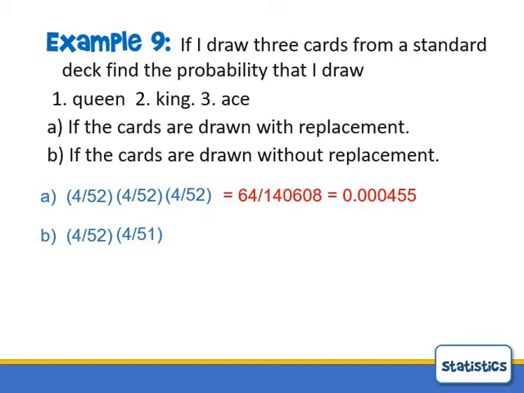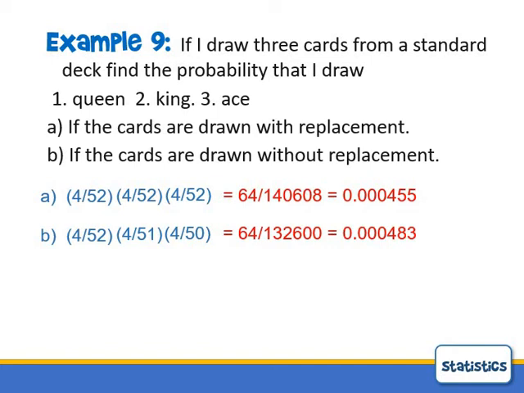We don't put those 2 cards back. Now there's only 50 cards left, 4 of them are aces. So the probability that we get a queen, king, and an ace if we're not replacing the card is 4 out of 52 times 4 out of 51 times 4 out of 50, which is 64 out of 132,600, or 0.000483.